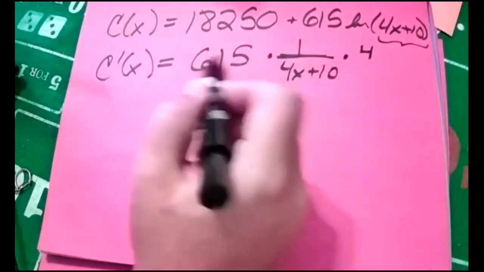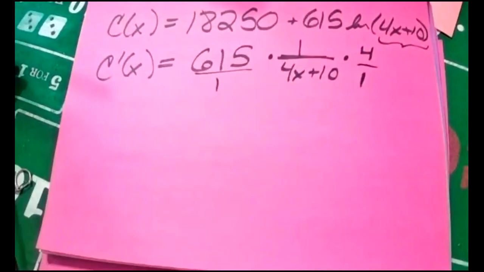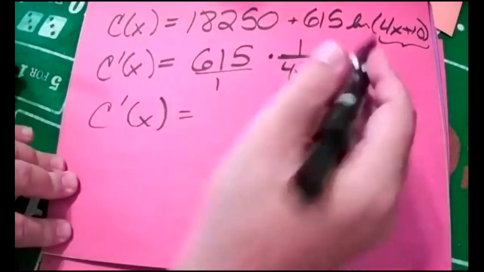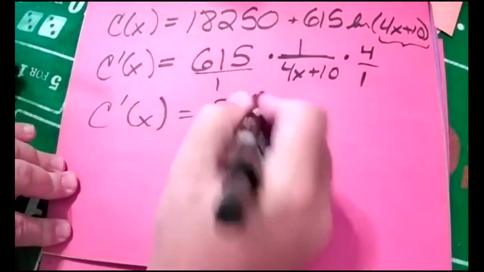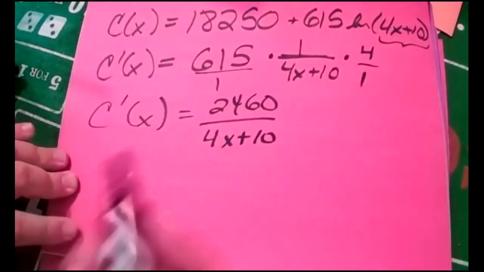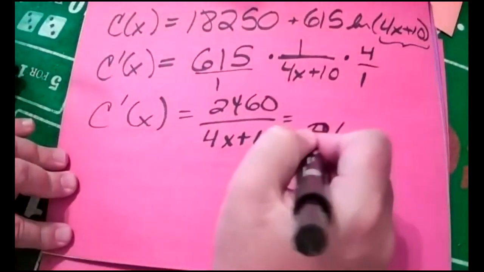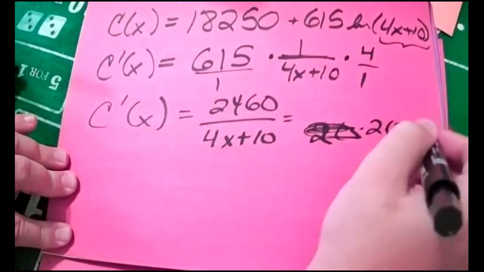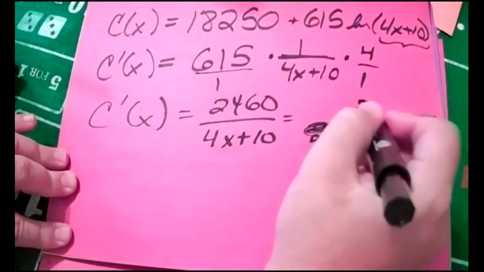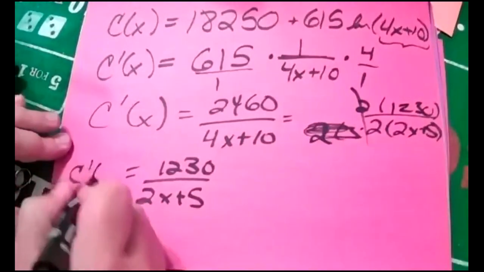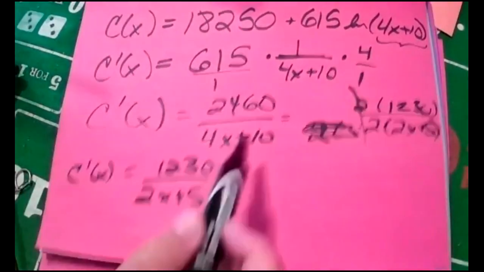Now remember, the numbers that are in fractions, you can turn them into fractions like this, which leads us to believe that our numerator for the marginal cost, C prime of X, would be 615 times 4, which is 2460 over 4x plus 10. That's your answer right there. If you want, you could factor a little bit and simplify it like this. 2 times 2x plus 5 all over 2 times 1230, and then the 2's knock out, leaving you 1230 over 2x plus 5 as your marginal cost. Again, you could have used this. This would have been fine, but either one of them, you know.